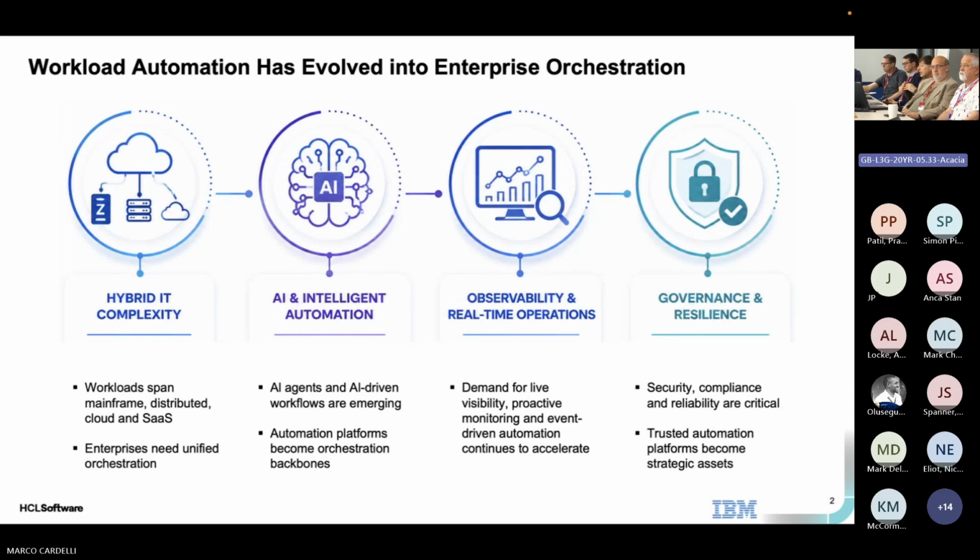And then governance and resilience is still one of the most important topics, even more important since AI is being introduced into automation. So security, compliance, and reliability are still very critical. And we can certainly provide that with our enterprise orchestration solution, which is IBM Workload Automation. Any questions on this short introduction?